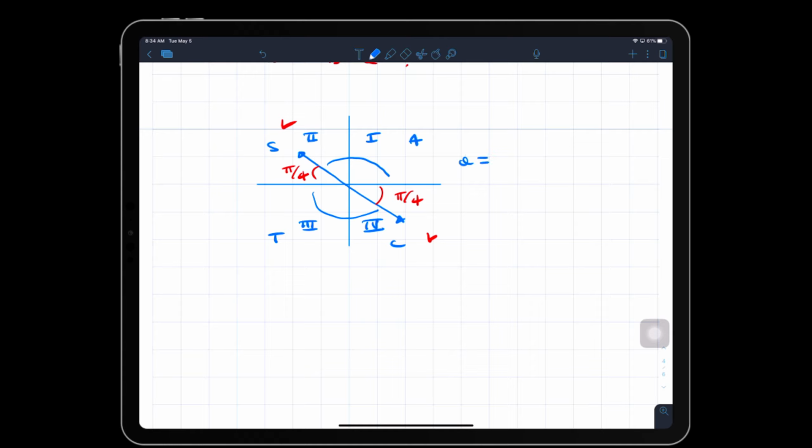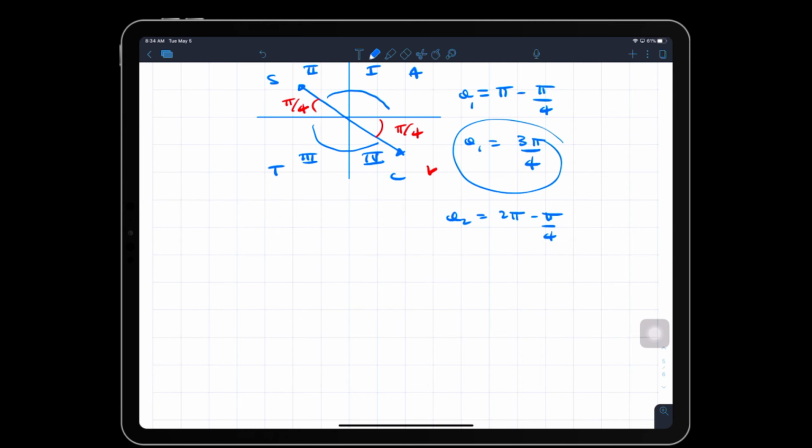The quadrant 2 version. You can say 90 plus, or we can say what, pi over 2. It's pi minus pi over 4. So we say pi minus pi over 4 for the first angle. And that's 3 pi over 4. The second angle in quadrant 4 is 2 pi minus pi over 4, which is really 8 pi over 4. So the second angle will be 7 pi over 4.